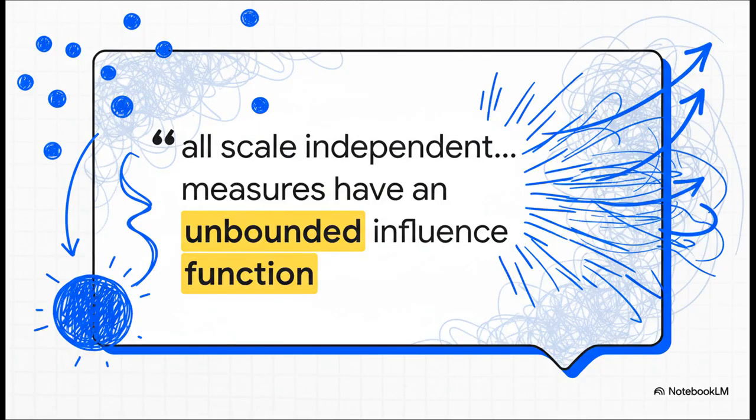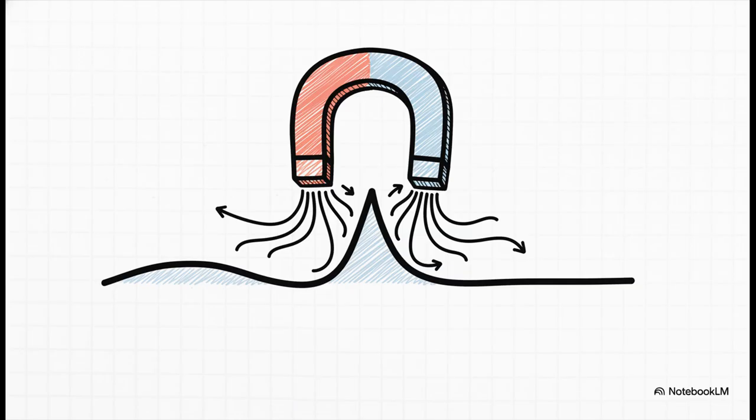Okay, so the technical reason for this catastrophe is a concept called the unbounded influence function. Yeah, I know, it sounds super complicated, but the core idea behind it is actually pretty simple and incredibly powerful. So in plain English, unbounded influence just means that a single extreme data point acts like a supermagnet. There's no limit to its pulling power.